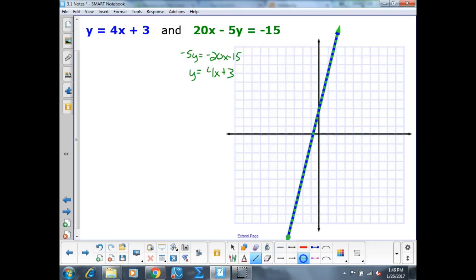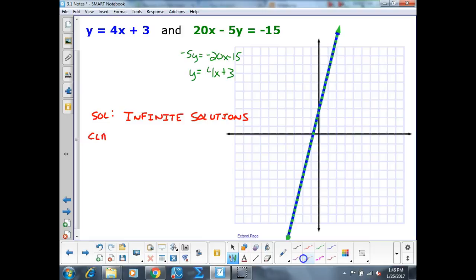So my solution then would be infinite. And my classification would be consistent and dependent.